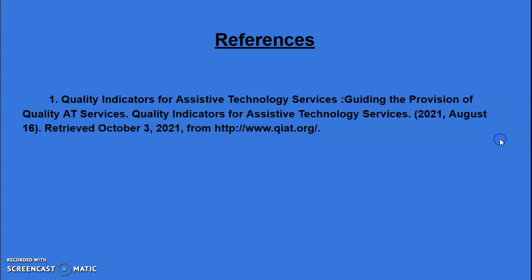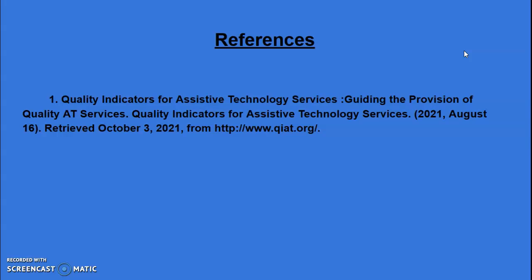Sammy. And this is just my reference slide with the quality indicators for assistive technology services, as well as the website. If this is something that you would be interested in researching, there is a lot of resources on here.